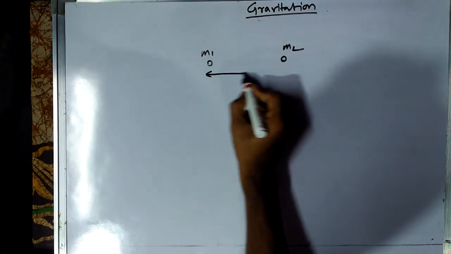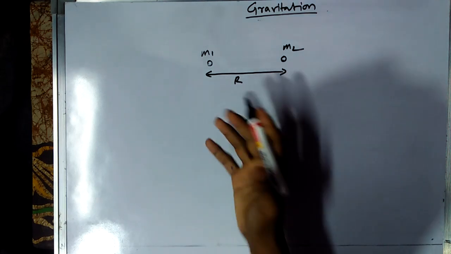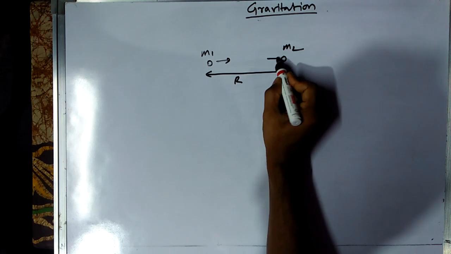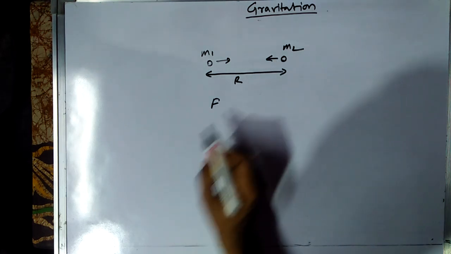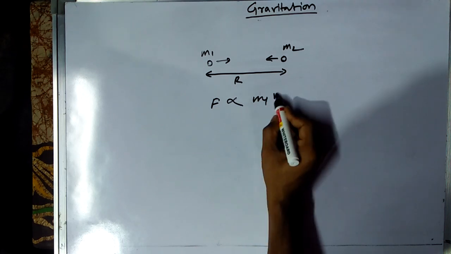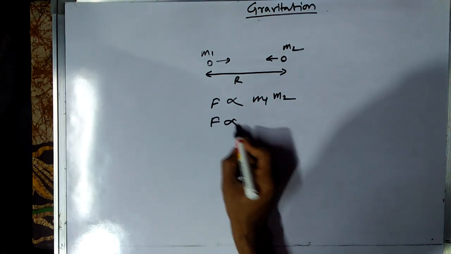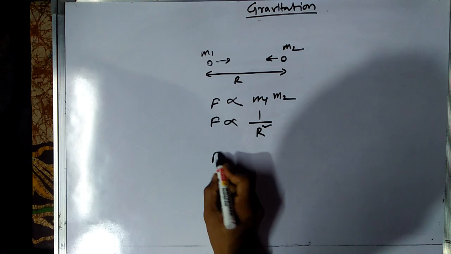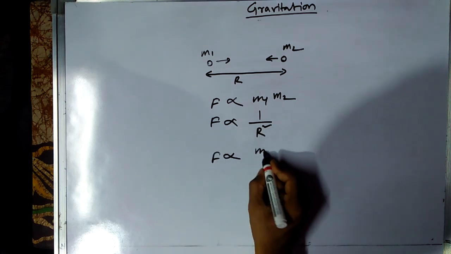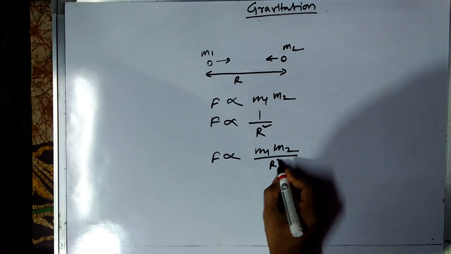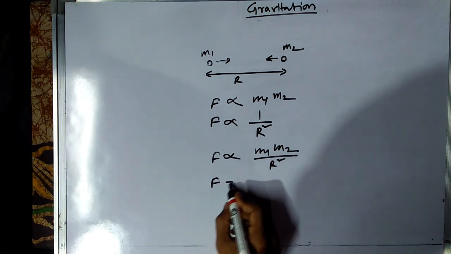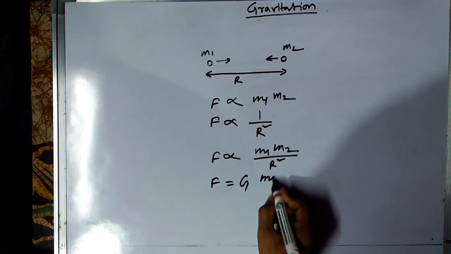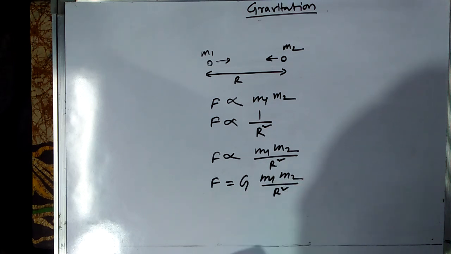If there are two objects having masses m1 and m2 and the distance between them is r, these two objects will always attract each other, and this force of attraction is directly proportional to m1 m2 and inversely proportional to the distance squared. So here we can write F is proportional to m1 m2 by r square, and this F we can write equals G into m1 m2 by r square.